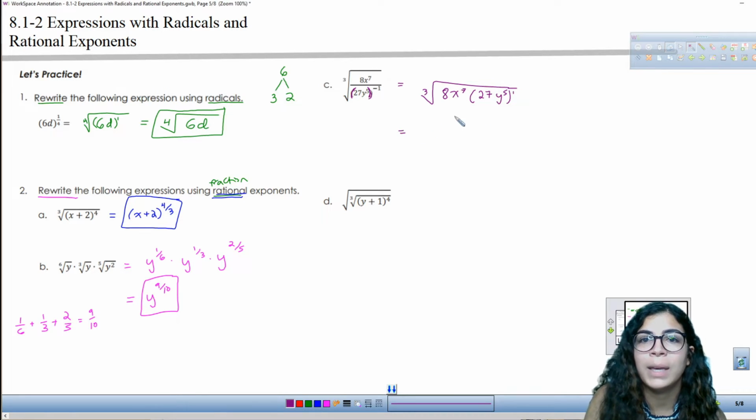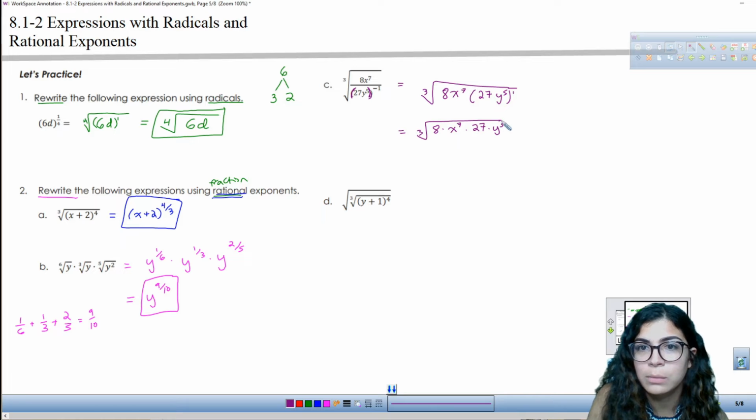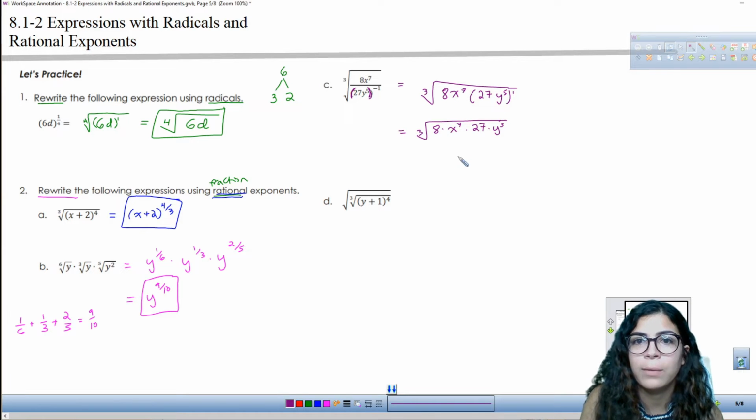So right now we have the cube root of 8 times x to the power of 7 times 27 to the power of 1 times y to the power of 5 times 1, which of course would just be y to the power of 5.